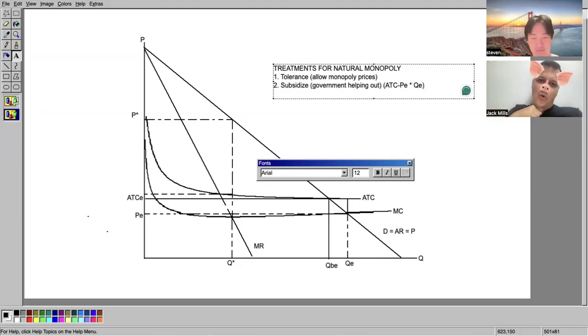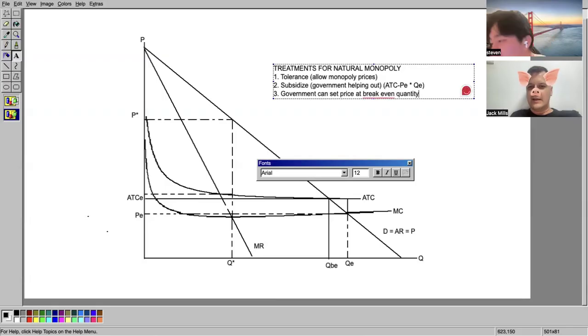That's subsidized. Or number three is government could set the price at the break even price and quantity, right? And so that would be the price ATCE, right? It would be price ATCE. Now there's another option, Stephen.